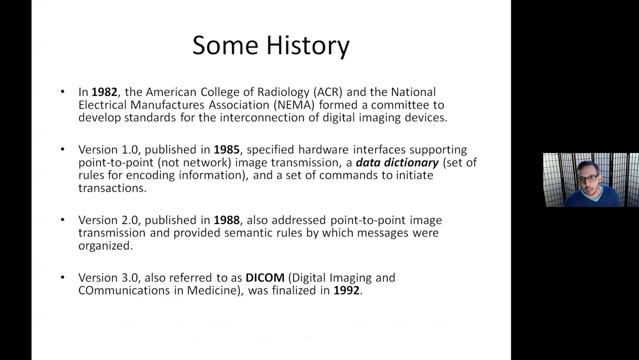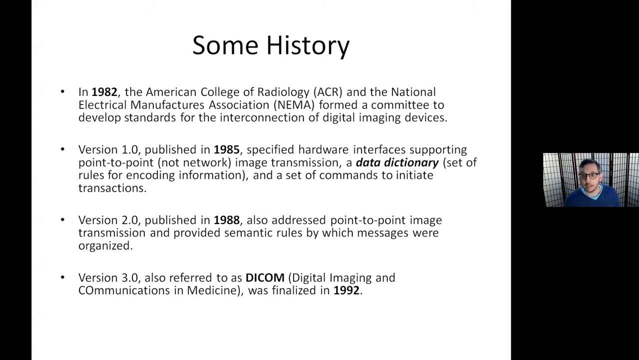So here's some history. In 1982, the American College of Radiology and the National Electrical Manufacturers Association said, we've got to get a communication standard together, because digital communication is happening and growing. We need something so that we can speak the same language. In 1985, they published version 1.0 of their first standard. That included a data dictionary, which is like a vocabulary, a list of words and shared definitions. Then version 2 in 1988, and version 3 in 1992. It took 10 years, and that was the first iteration of DICOM.